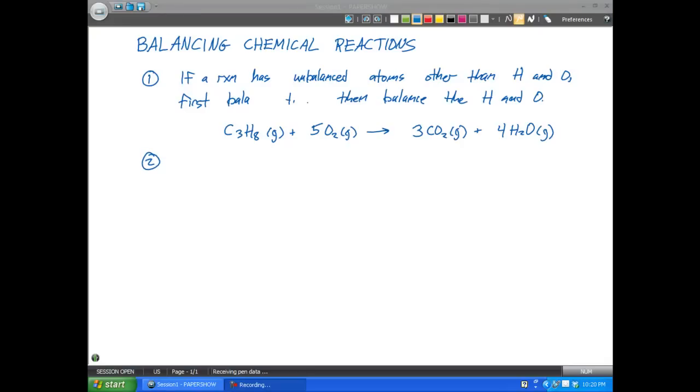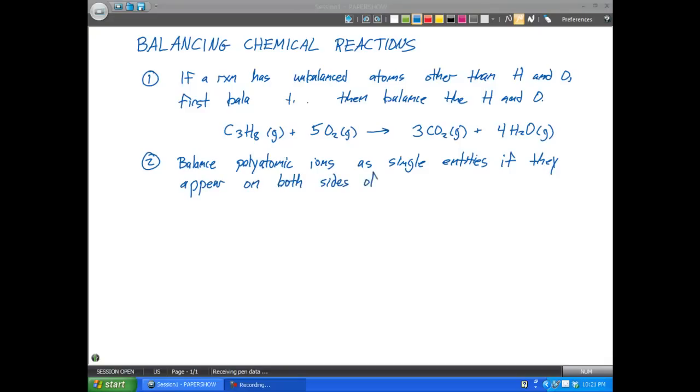The second step, and this kind of goes in order, we're kind of going to be all over the place here a little bit. So the second tip is we want to balance polyatomic ions, and remember they're the ones you needed to memorize from the tables in the text, as single entities if they appear on both sides of the equation.